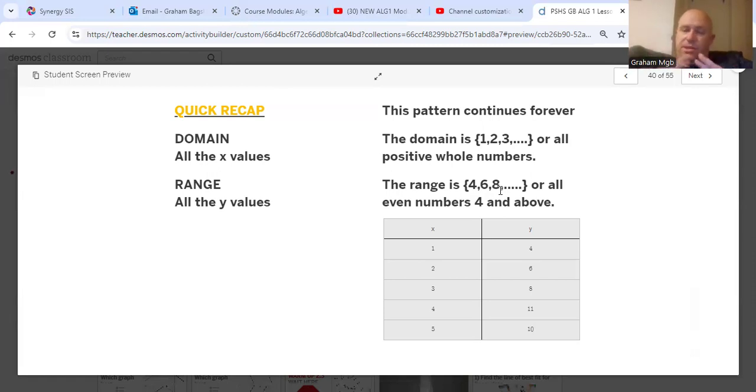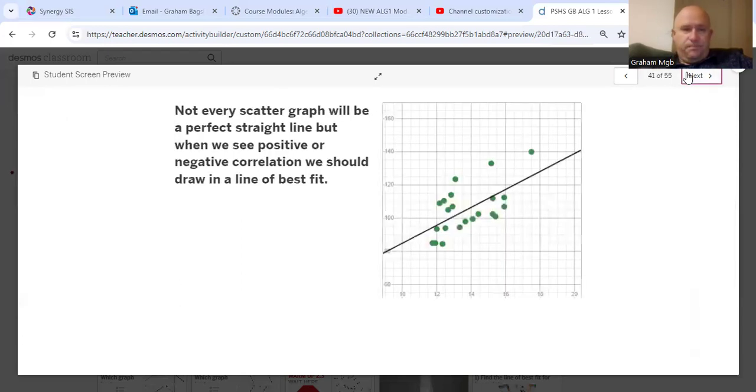It does depend on how the question's phrased. If it's asking what the domain is for just the first 5 pictures, then we might just want to say 1, 2, 3, 4, 5. But if we know that this pattern continues forever, we might want to include that within our answer as well.